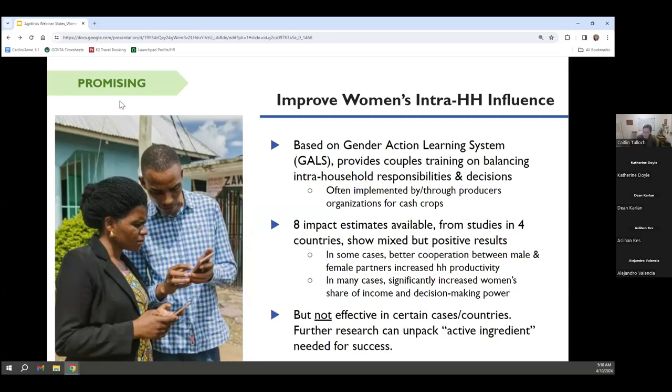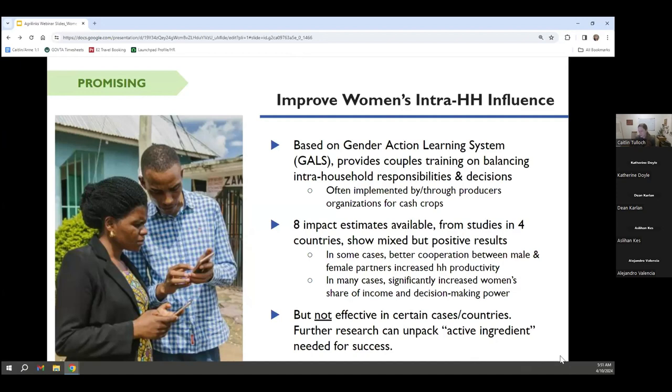But the reason that this is rated as promising and not a good buy is that there was a lot of variation in that outcome. Sometimes within the same country, you would see 2 variants of this program implemented. One would be effective and the other would not. And it wasn't for any reason that we could yet discern by reading this research.